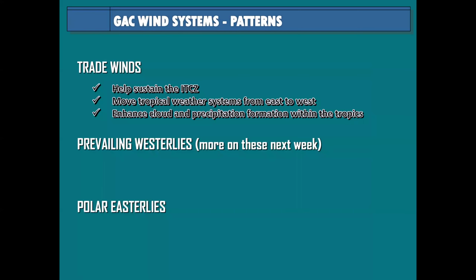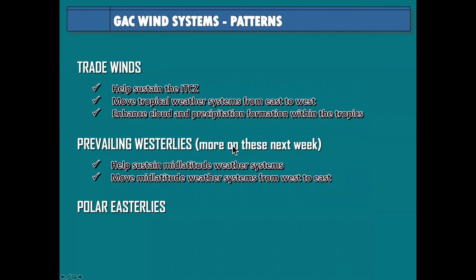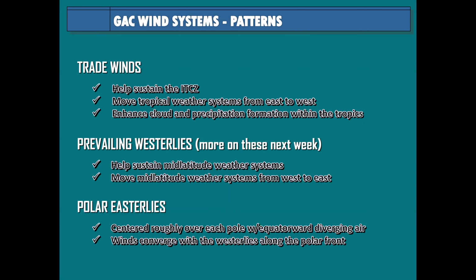In our latitude area, we're in the westerlies, the middle latitudes, and we'll talk about more of these next lesson. These are basically moving weather systems from west to east. See the difference? East, west, west, east. And then at the very top and bottom of the world, at the extreme north and extreme south, you have the polar easterlies, which are basically high pressure cells, roughly centered near the north and south poles, generally speaking.